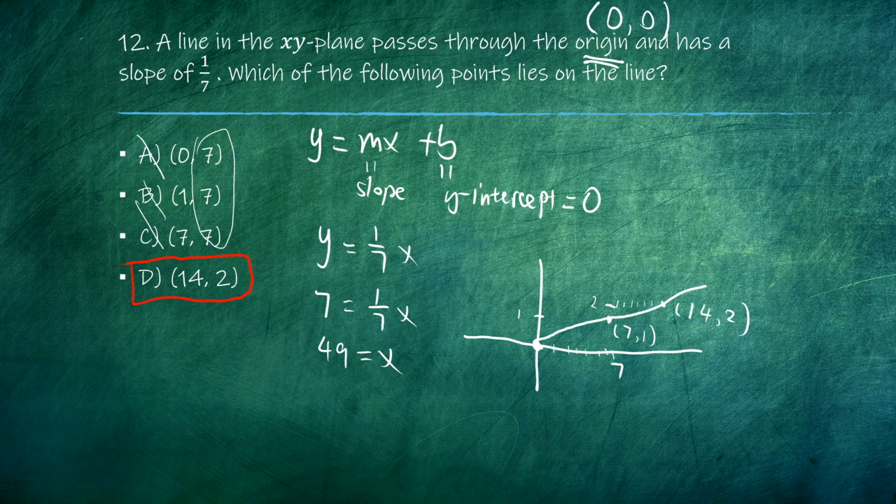So either way, we know that the only possible answer is 12, 2, because everything else doesn't make sense when y is 7, x is 49.